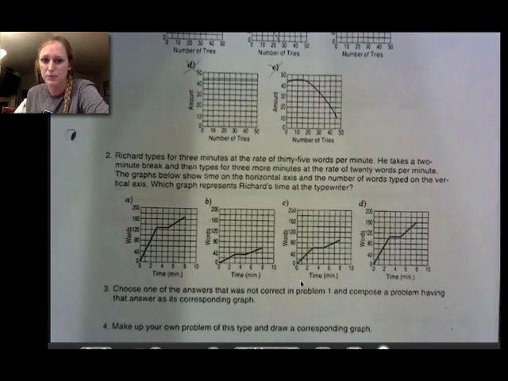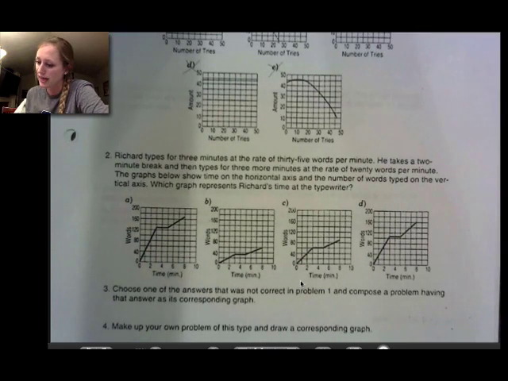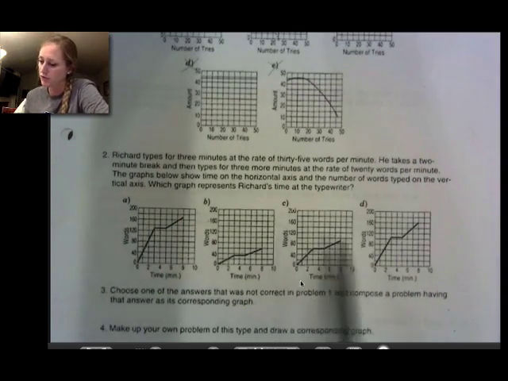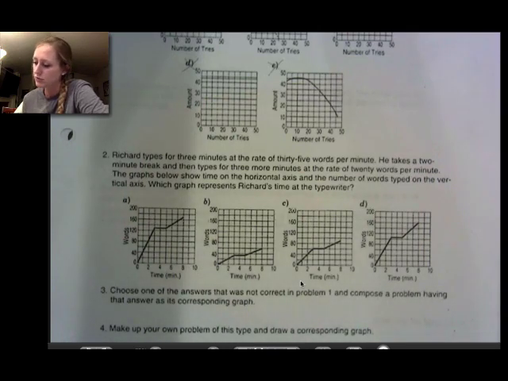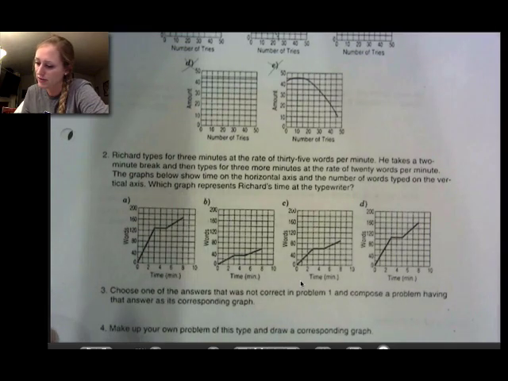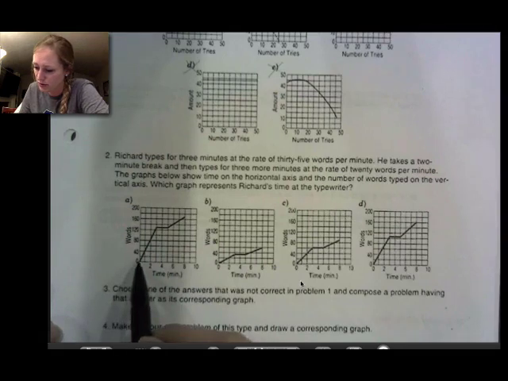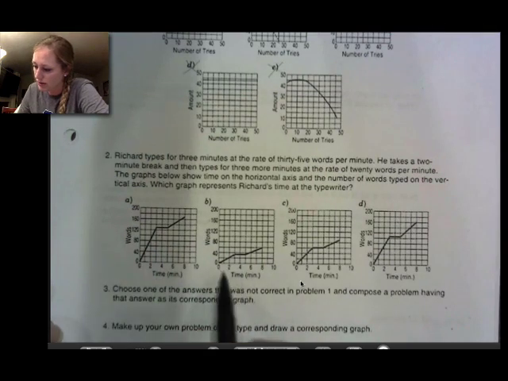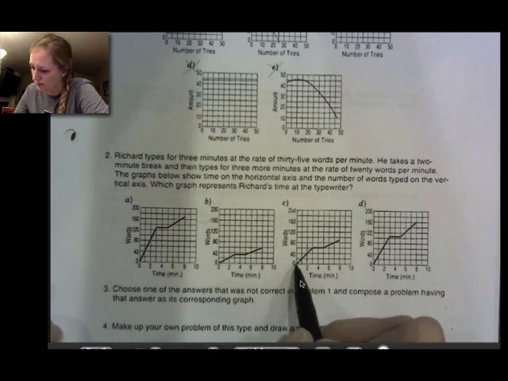All right, second example. Richard types for 3 minutes at a rate of 35 words per minute. He takes a 2-minute break and then types for 3 more minutes at a rate of 20 words per minute. The graphs below show time on our x-axis and number of words on the vertical axis. Which graph represents Richard's time at the typewriter? All right. So he types for 3 minutes at 35 words per minute. So every minute he should be going up 35. So every minute up 35 for the first part.